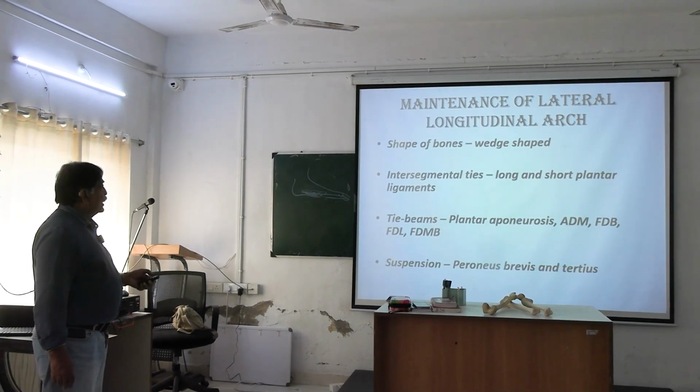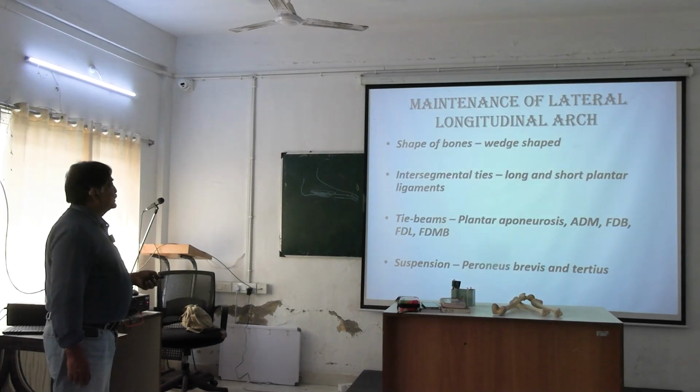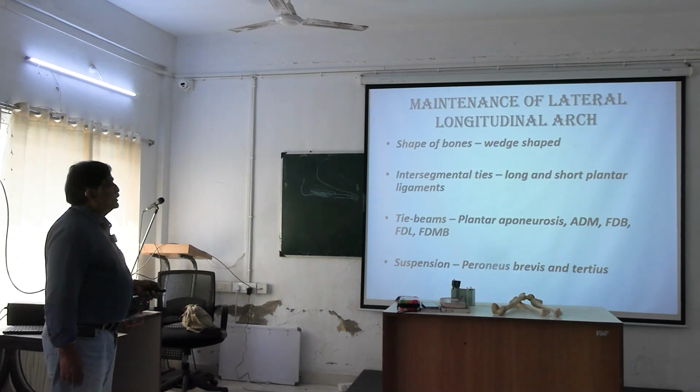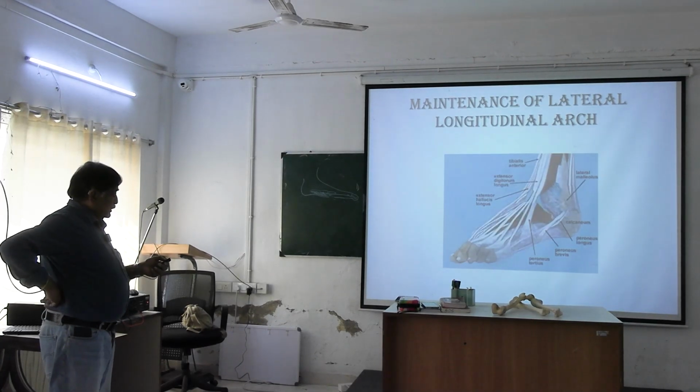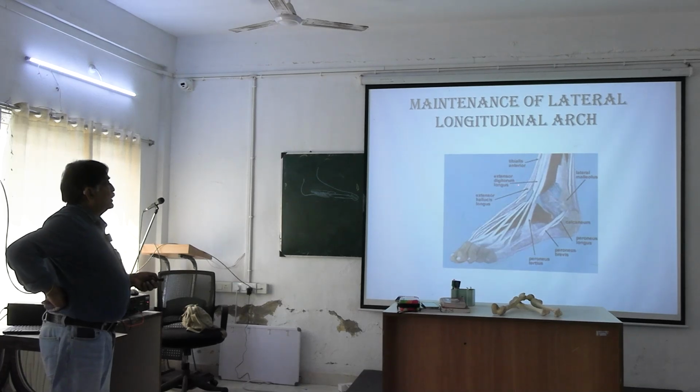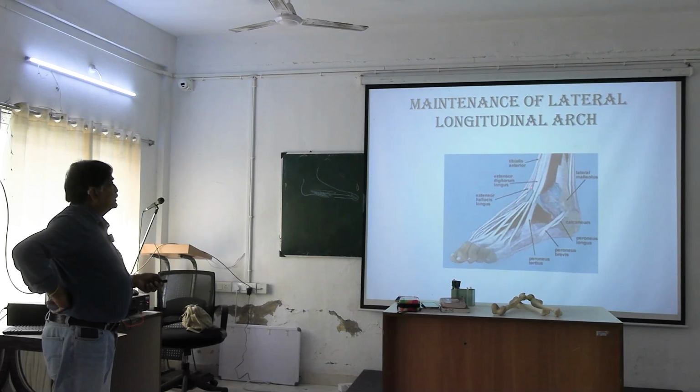Now, maintenance of the lateral longitudinal arch: shape of the bones, intersegmental ties, long and short plantar ligaments, tie beams, plantar aponeurosis, flexor digitorum brevis, flexor digitorum longus, and suspension by peroneus brevis and the tarsals. These are small muscles here. You can see the tibialis anterior, extensor digitorum longus, extensor hallucis longus, and this is the peroneus brevis, peroneus longus. This is the calcaneum and the lateral malleolus here.